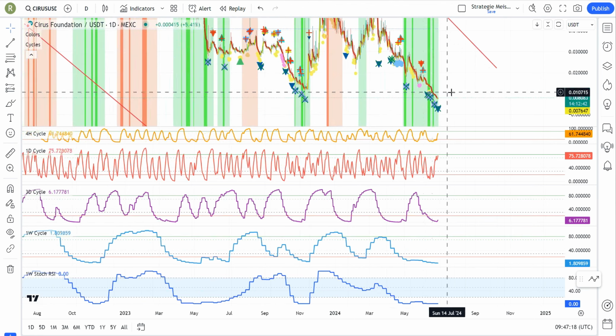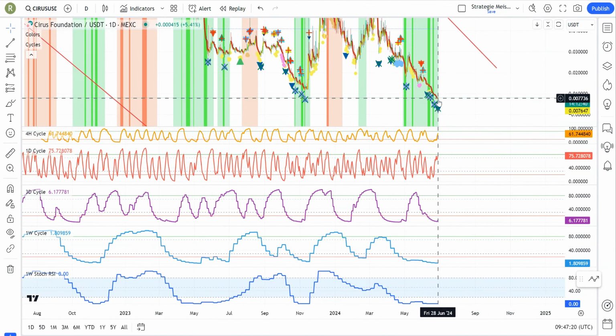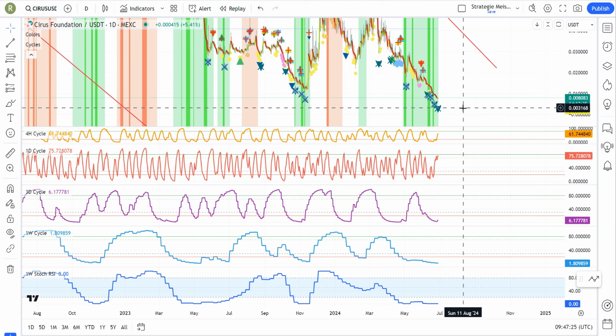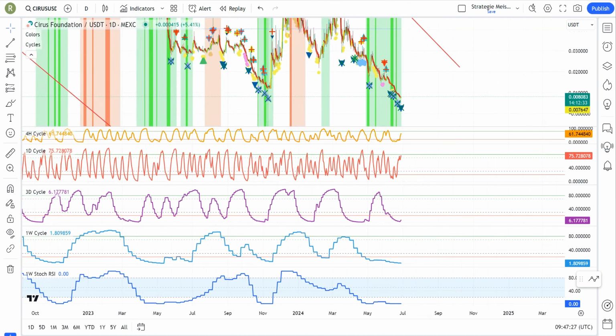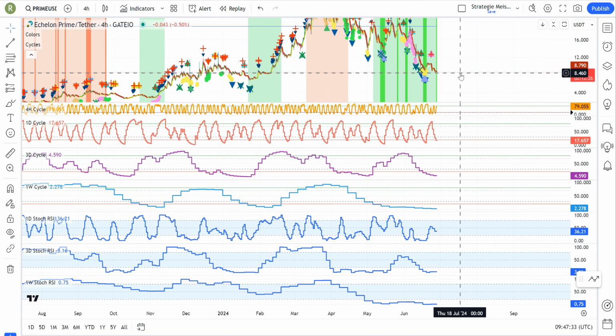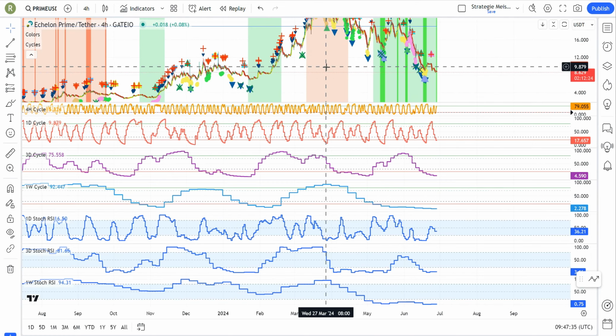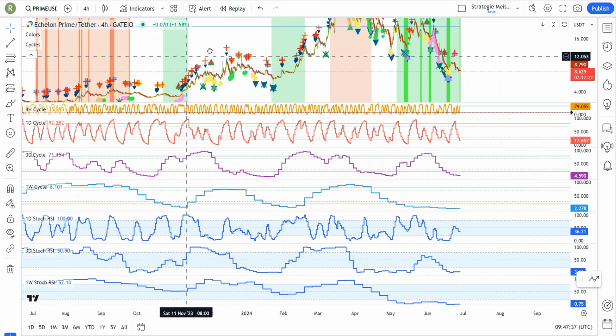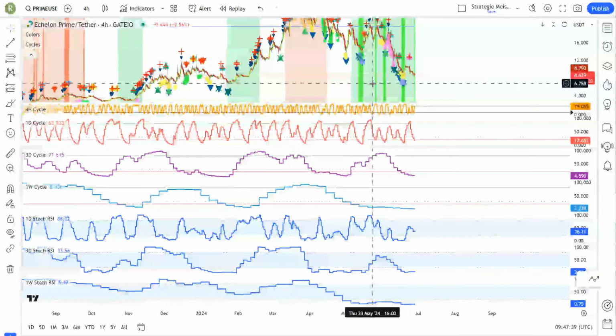I'm not saying that it's a bad token to buy. However, what I'm saying is that the chance to make 2x, 3x, or 5x is much lower in comparison with the previous token, Prime USDT. Apart from following the cycles, we also want to see the historical performance of the cycles and see whether the token is turning up or down.